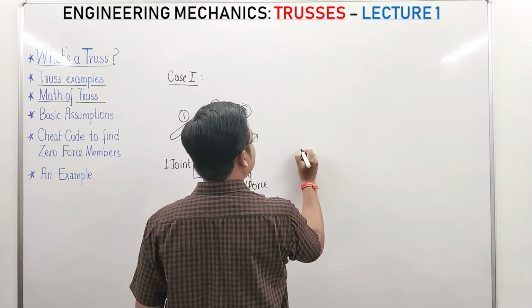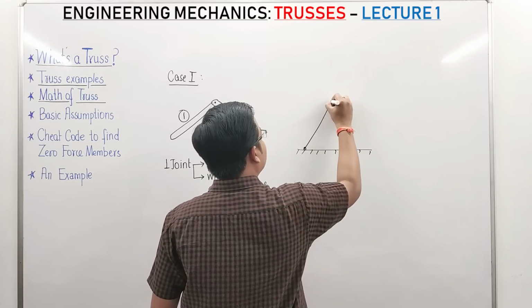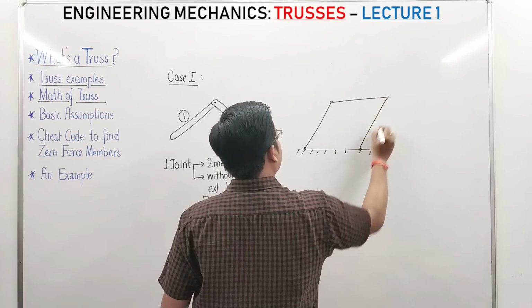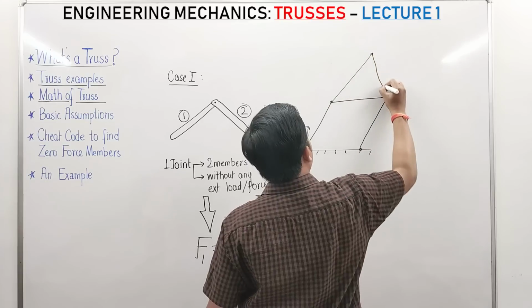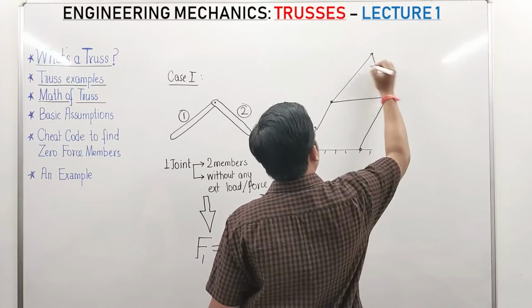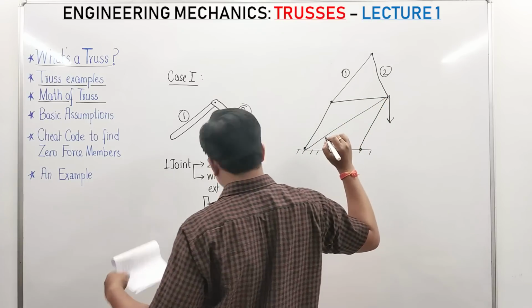Let's say we've got a truss, something like this, and here we go. We've got something like this arrangement. Yeah. Done. And we've got this. Let's say we apply a force over here. And let's say this is member 1 and this is member 2, and we've got an arrangement like this, isn't it?